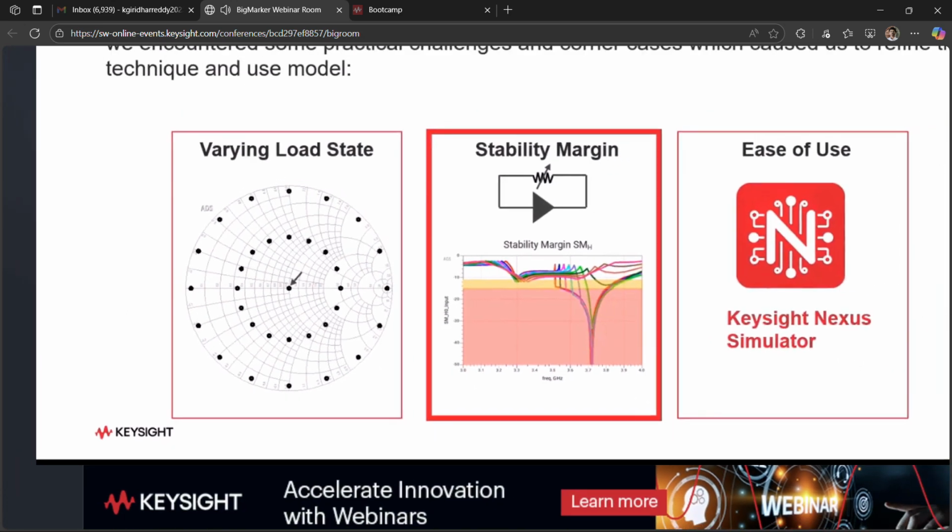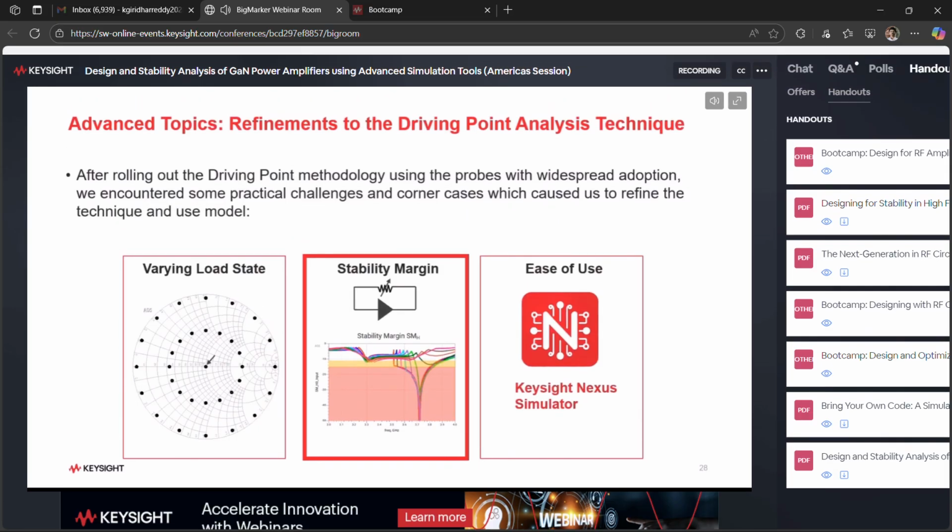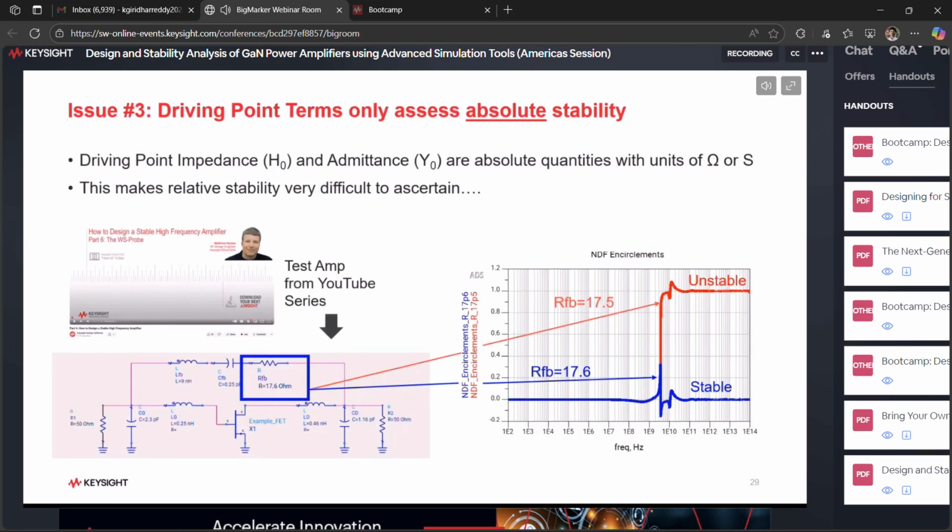All right, the second area that I want to talk about is stability margin. So if you go back and watch some of the videos that I made earlier on this, when we were first rolling this capability out, you could see that I picked this circuit where the feedback resistor impacts the stability. And so I picked this feedback resistor value that was right on the edge of instability here. So if this feedback resistor is 17.6, this circuit is stable. This is the normalized determinant method. If it's 17.5, it's unstable. So if we're looking at the normalized determinant, it looks like a switch. Here it's off, here it's on, or vice versa.